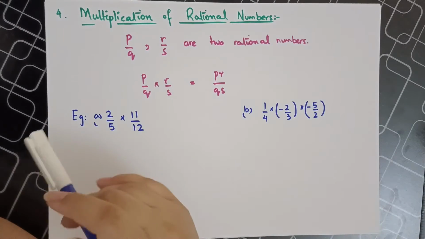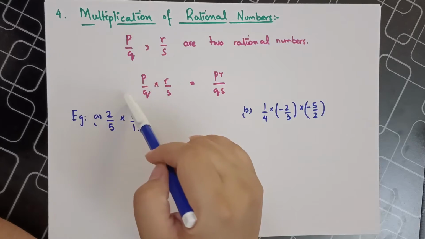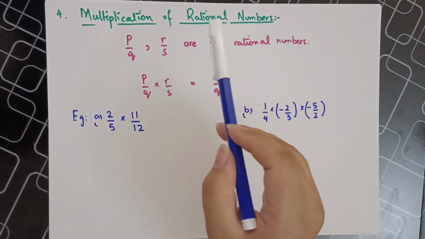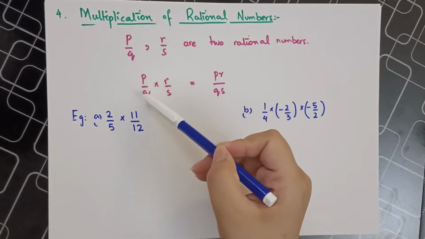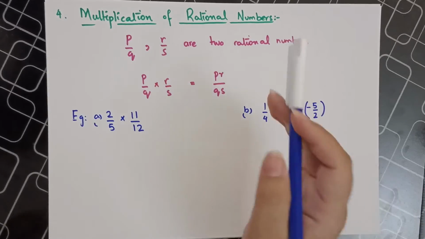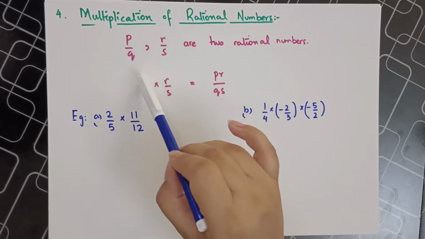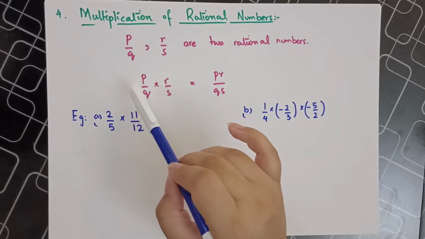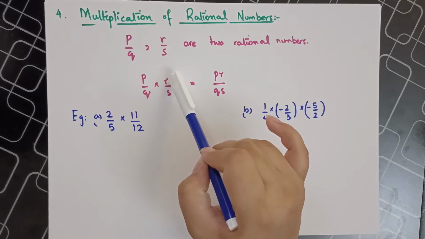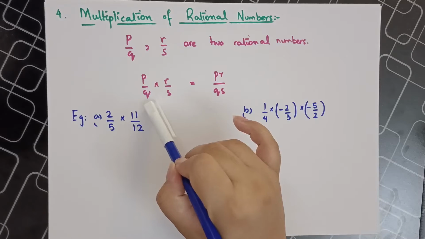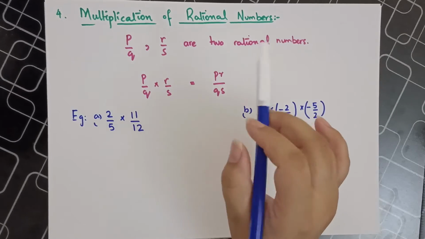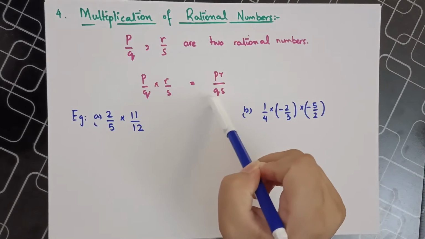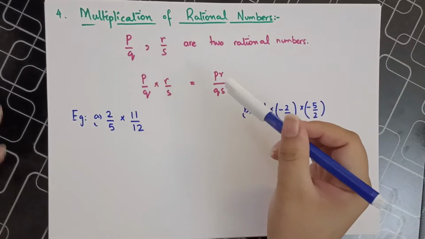Now, moving towards the topic, let's suppose that we have two numbers, P upon Q and R upon S. How are we going to multiply them together? Simple, P upon Q into R upon S. By the basic rule, the numerator gets multiplied with the numerator, and the denominator of the first fraction gets multiplied by the denominator of the second fraction. So the resulting answer will be PR upon QS. This is the basic concept.